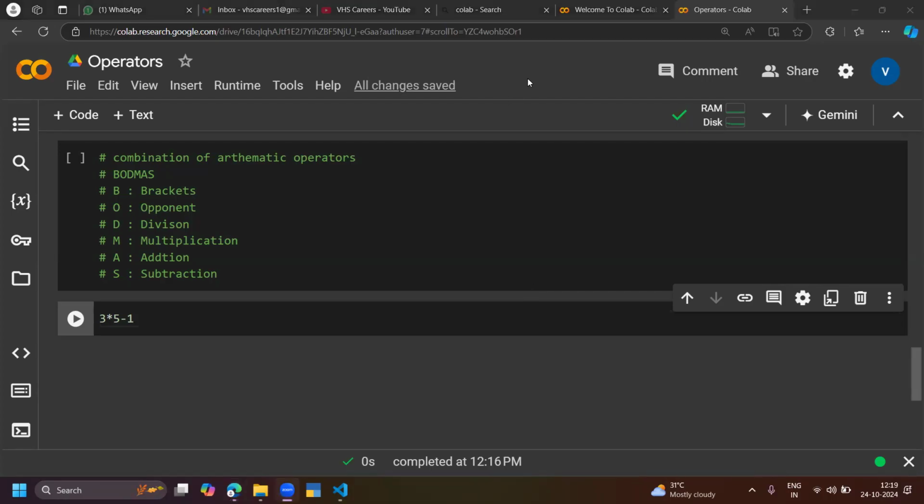Okay, how is the operator working? 14. So how is 14 coming here? First, operator priority. We have two operators here. 124 is the wrong answer.